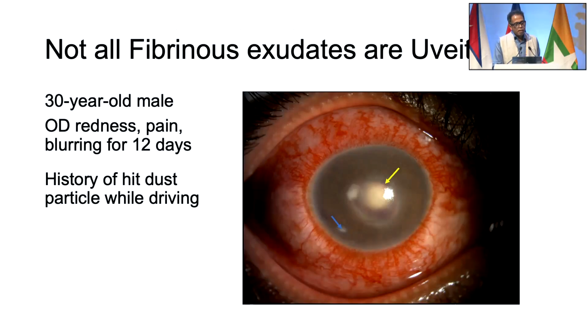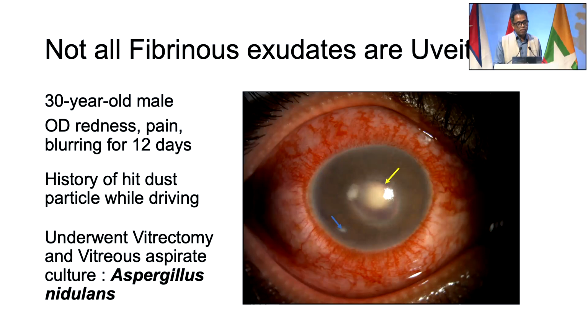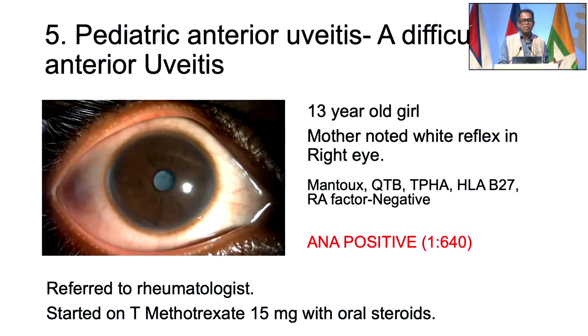Now, this is another male with blurring of vision, history of some dust particle while driving. But when we took the patient for vitrectomy and vitreous aspirate, because there was a lot of vitreous exudate, this was a case of fungal infection. So sometimes you need to understand what is going on, what is the particular clinical entity you are dealing with. This is a 13-year-old girl, mother noted white reflex in the eye, and all tests were negative, and ANA was positive, referred to a rheumatologist and was diagnosed as a case of JIA.